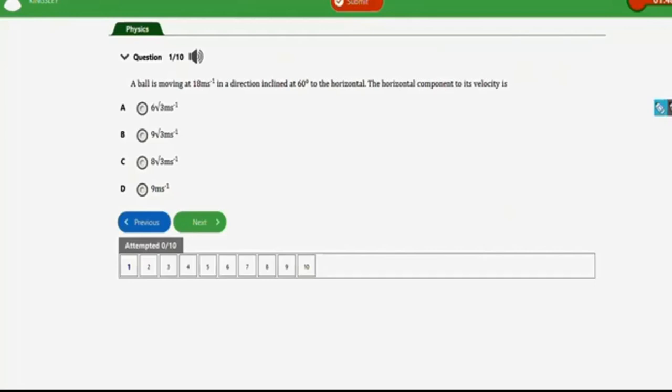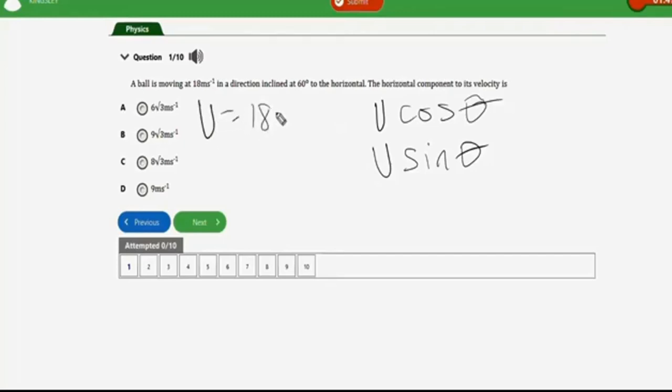Alright, so guys, this question is very simple. Note that when you are dealing with the horizontal component of a velocity, you apply the formula u cos theta, whereas when you are dealing with the vertical component of a velocity, you apply u sine theta. So for this question, since we are dealing with the horizontal component, our u is 80 meters per second and our theta is 60 degrees.